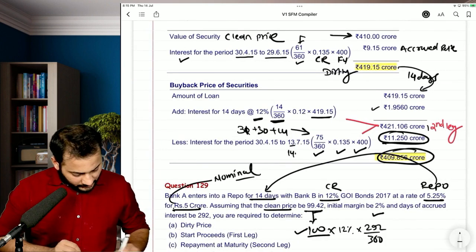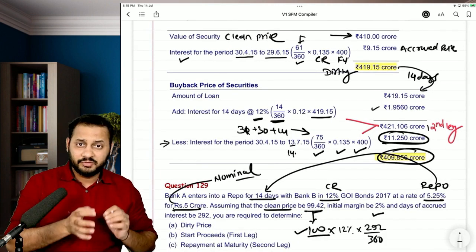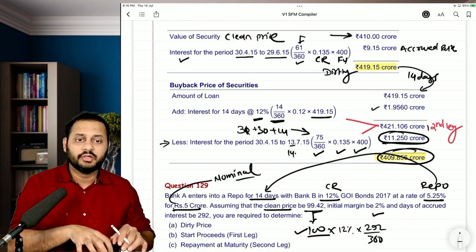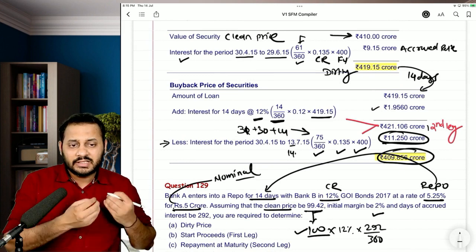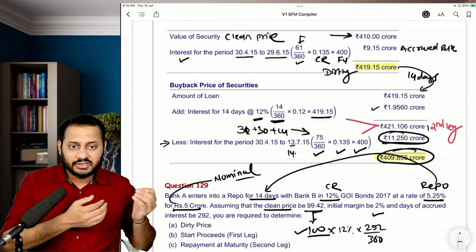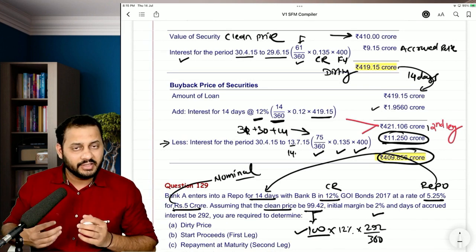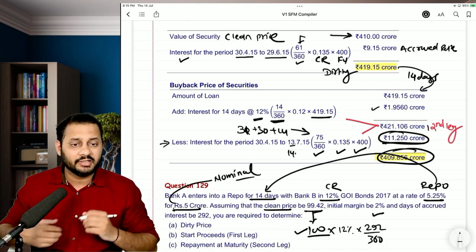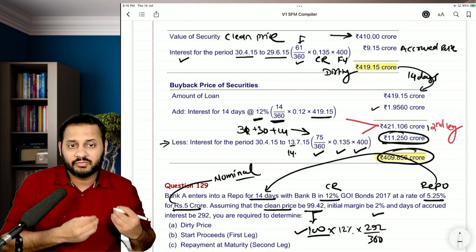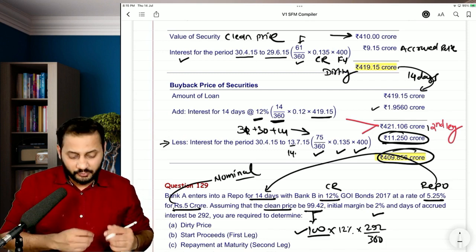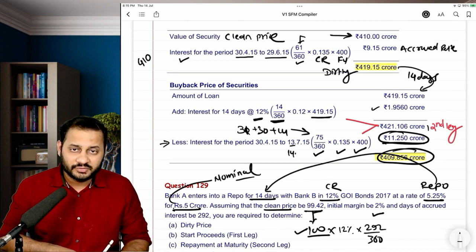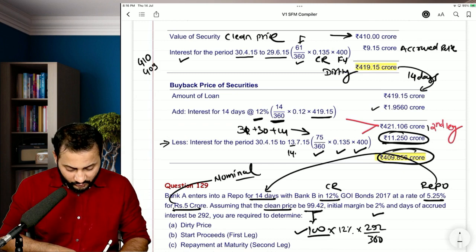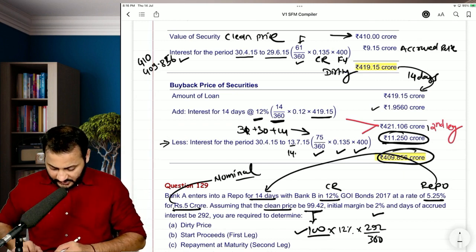So this was the interest amount out of that which has already been accrued in 421. So in a sense we can say that the price of the securities that we are getting back is only 409.856. We gave him 410 crore worth of securities and we are getting back 409.856.